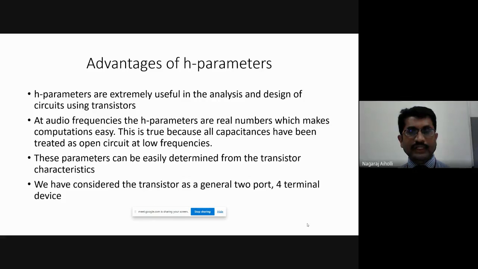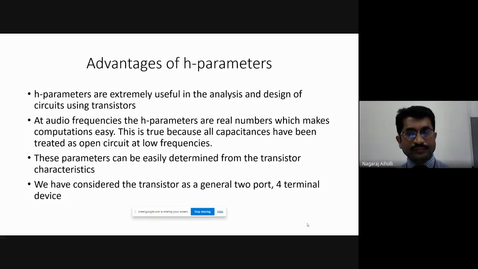Then these parameters are determined from the transistor characteristics, and they are independent of the type of the transistor. Whatever equations we are deriving, they are independent of PNP or NPN transistor. The equations are the same for circuits having a PNP transistor and circuits with an NPN transistor.